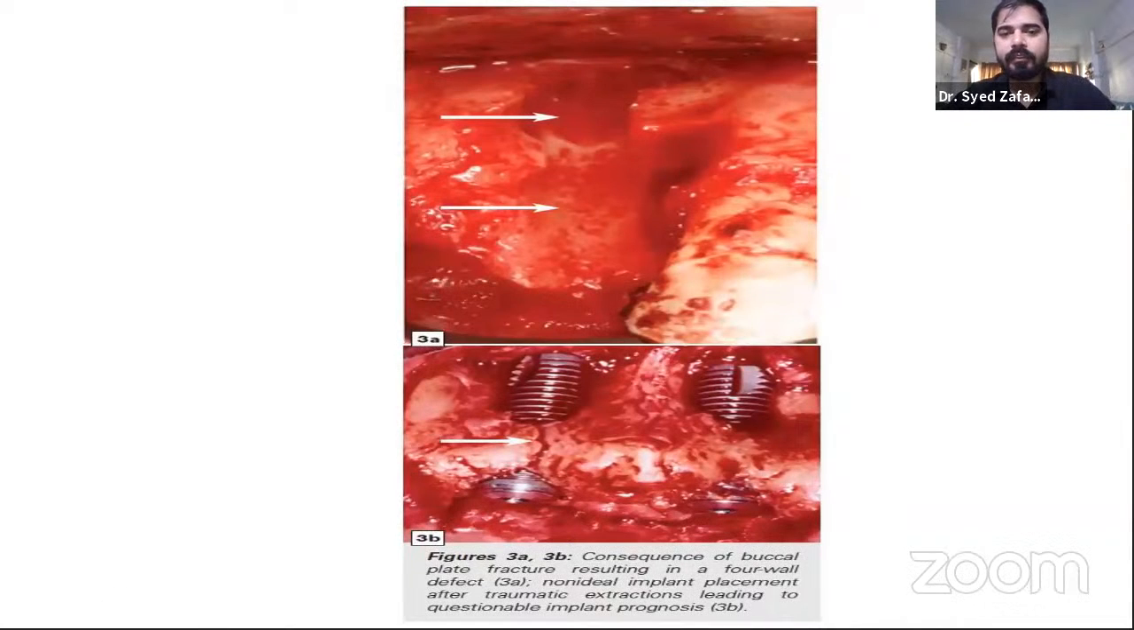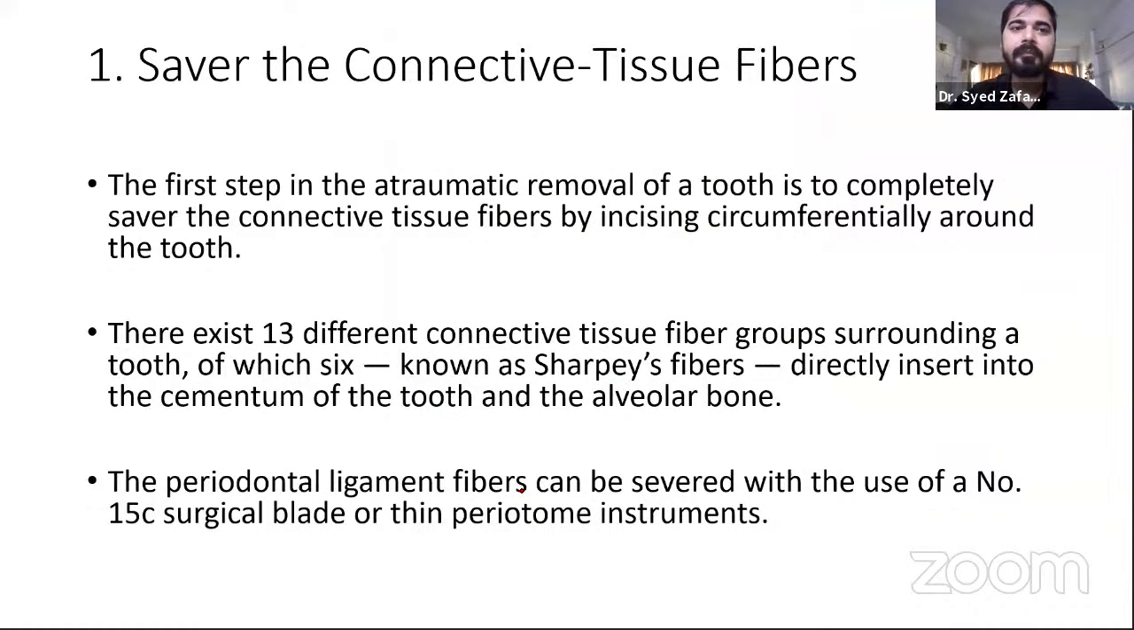Mostly when we do extraction, there is a bony defect like this, and after we place implant, we see there is an apex opening. Mostly in anterior cases we see this kind of case, especially in the anterior where we have to preserve the smile line. How can we save it? There are 4 principles for atraumatic extraction.